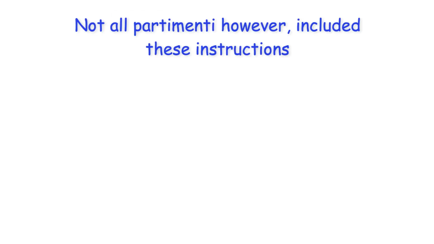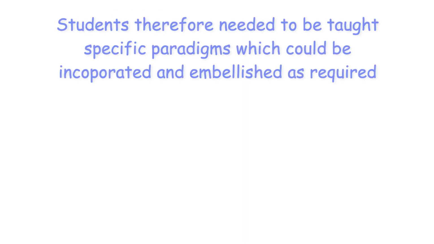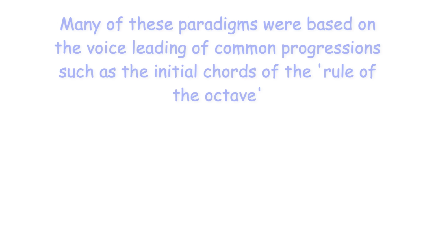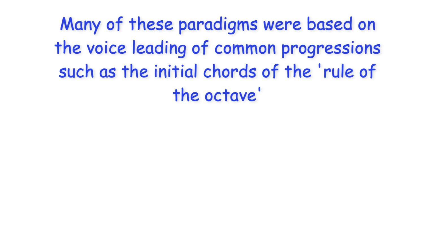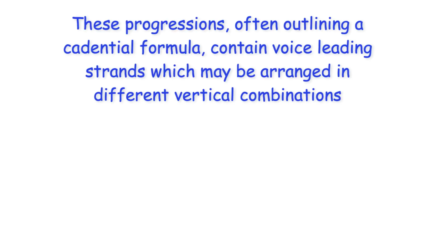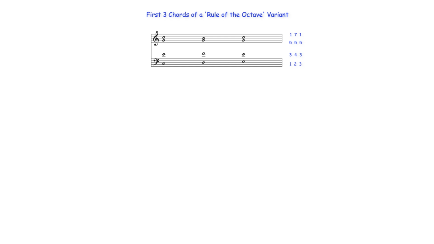Not all partimenti, however, included these instructions. Students therefore needed to be taught specific paradigms which could be incorporated and embellished as required. Many of these paradigms were based on the voice leading of common progressions, such as the initial chords of the rule of the octave. These progressions, often outlining a cadential formula, contain voice leading strands which may be arranged in different vertical combinations. The strands of these chords, for example, except for the 5-5-5 strand, all work forwards and backwards and as bass or upper parts.